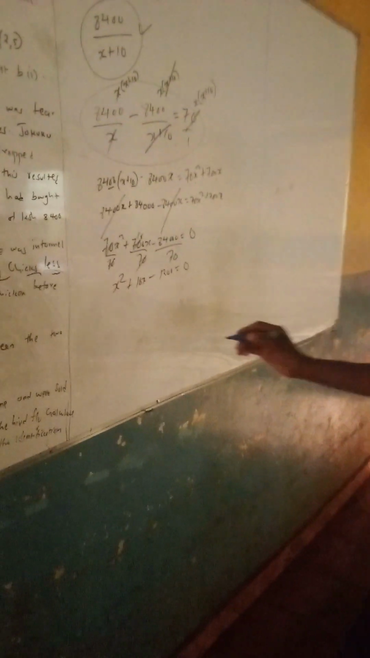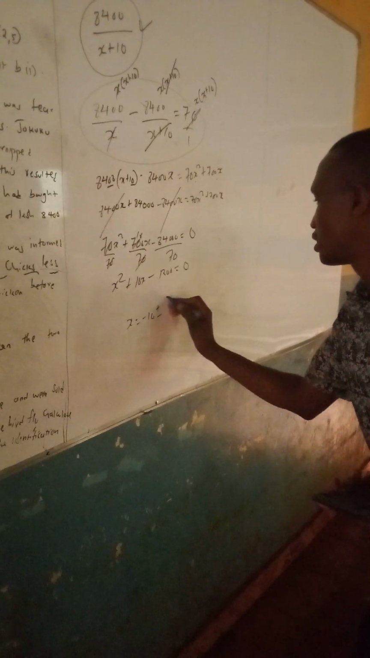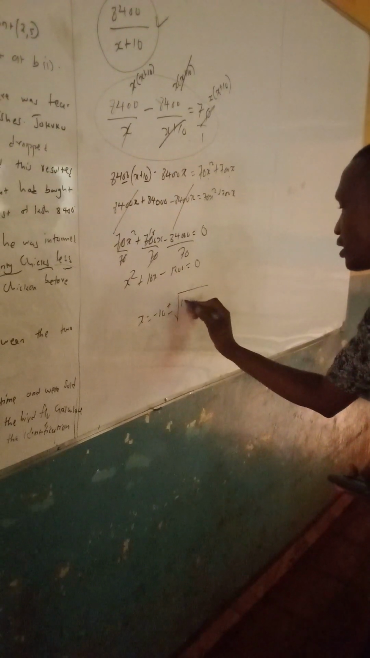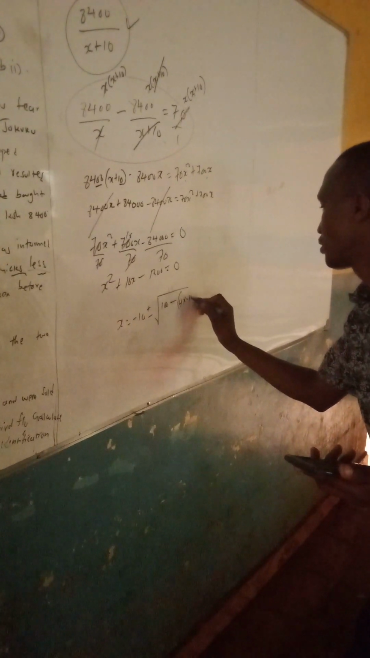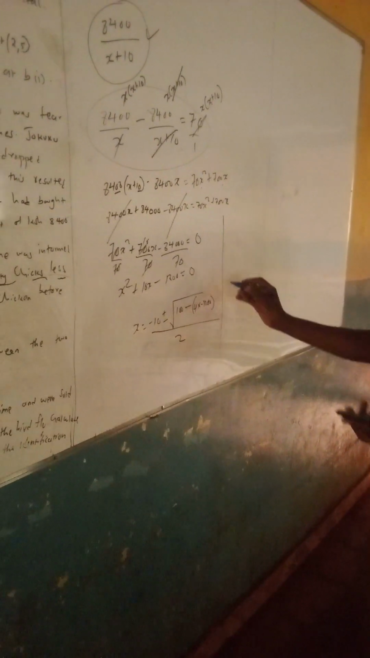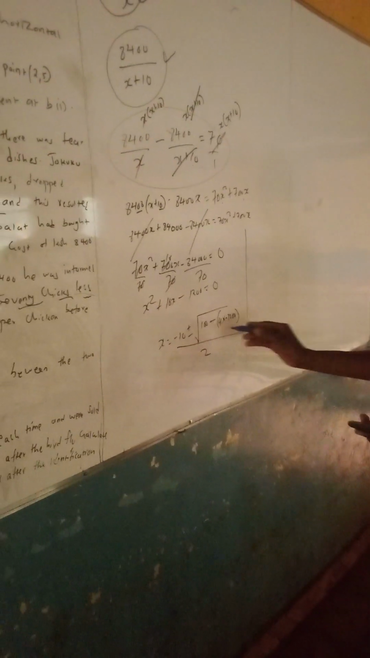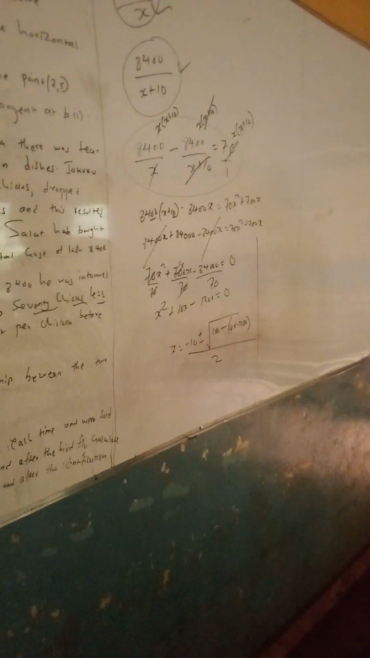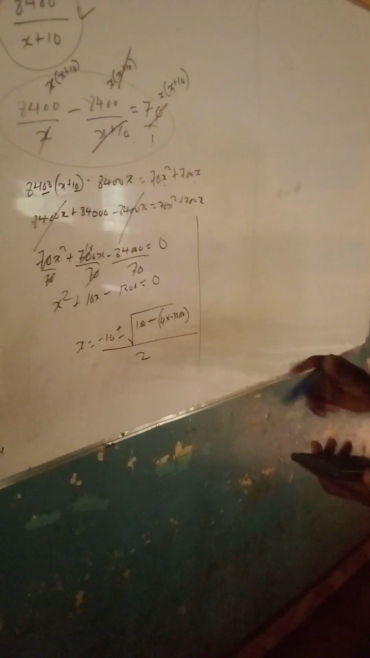If you want to find the value of x, x will be negative b, negative 10 plus or minus the square root of b squared, which is 10 squared, 100, minus 4 times negative 1200, over 2a. 4 times negative 1200 will be negative 4800. 100 minus negative 4800, minus minus will make it plus, will be exactly 4900.